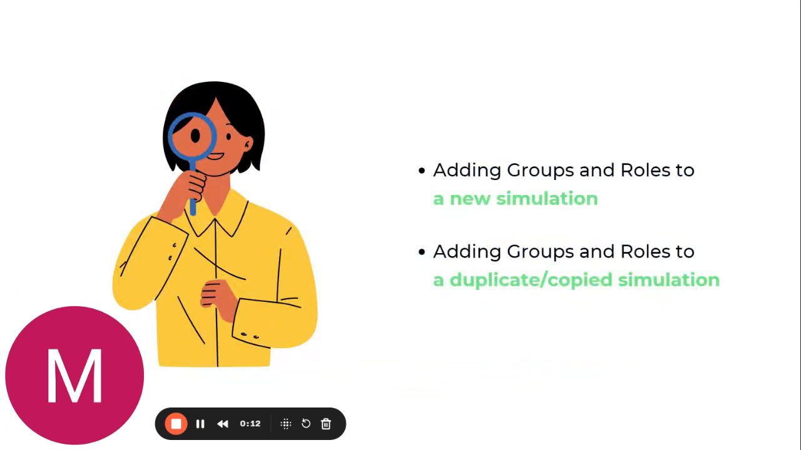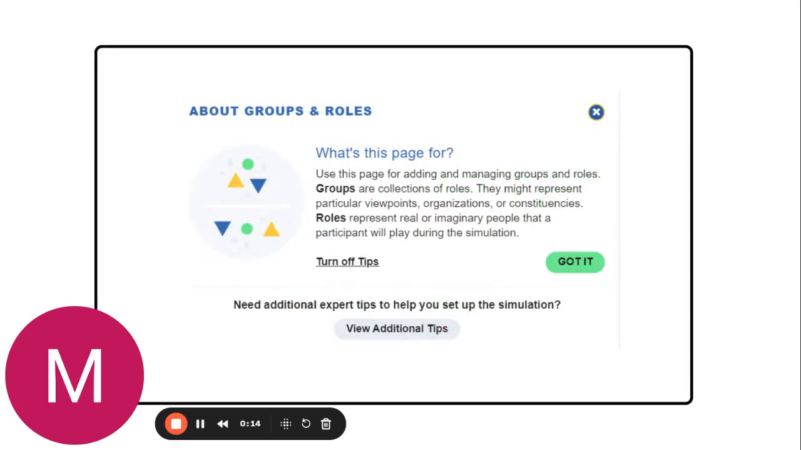First of all, let us remember that roles represent the real or imaginary people your participants will take on during the simulation, and groups are a collection of roles in the simulation. They might represent particular viewpoints, organizations, or constituencies. To add roles and groups to a new simulation, these are the steps to follow.